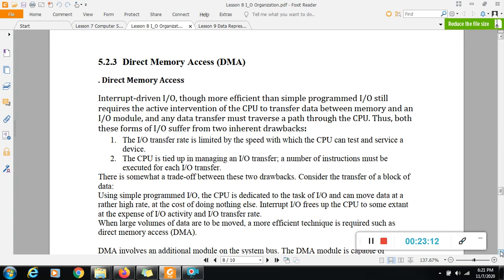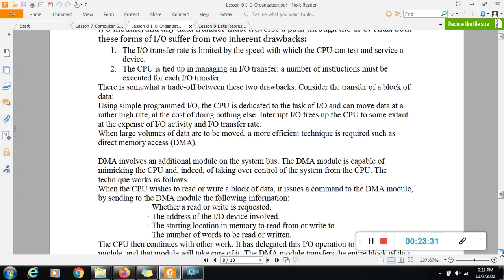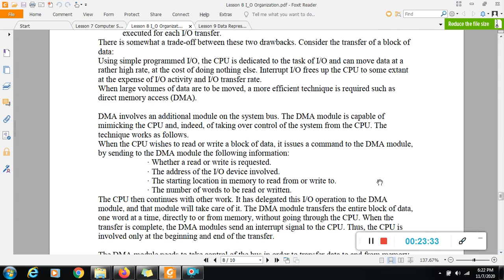Consider the transfer of a block of data. Using simple programmed I/O, the CPU is dedicated to the task of the input-output and moves data at a rather higher rate, at the cost of doing something else. Interrupt I/O frees up the CPU to some extent, at the expense of the I/O activity and I/O transfer rate. When large volumes of data are to be moved, a more efficient technique is required, such as direct memory access. In direct memory access, we have an additional module on the system bus. The DMA module is capable of mimicking the CPU and indeed of taking over control of the system from the CPU. The technique works as follows.